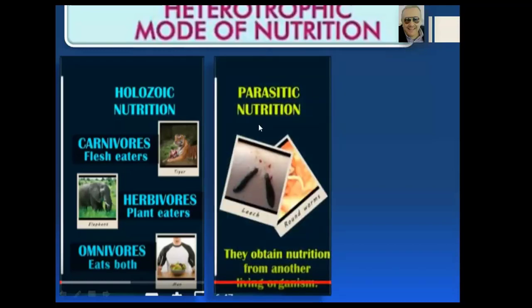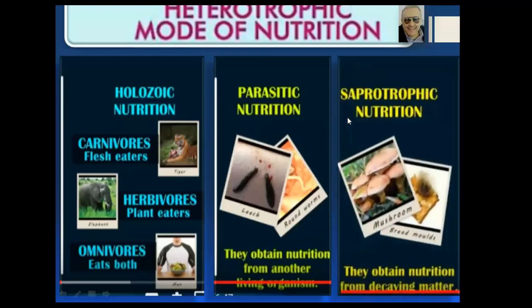Second, parasitic nutrition, for example medical leech and roundworms. They obtain nutrition from another living organism and cause harm to it. Third, saprophytic nutrition, such as mushroom and bread mold. They obtain nutrition from decaying matter of dead bodies.